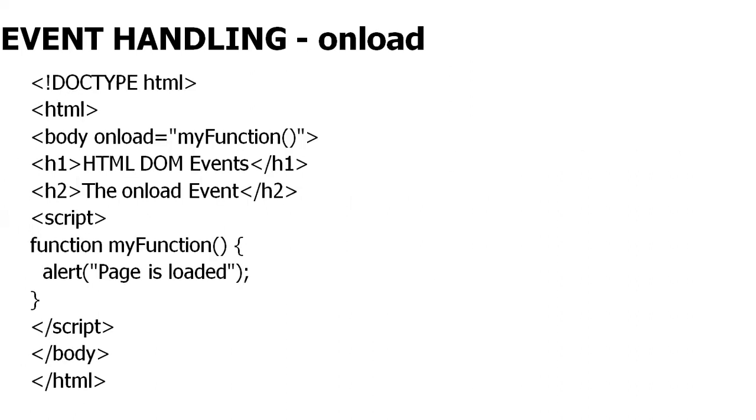Next one is the onload event. The doctype HTML is the HTML5 version. In the HTML body tag, onload myFunction. While loading a page, we call that function myFunction. In myFunction, the alert message is that the page is loading. The H1 tag is HTML document, the H2 tag is onload event. The script tag with myFunction is displayed here. The script tag, body tag, and HTML are closed.